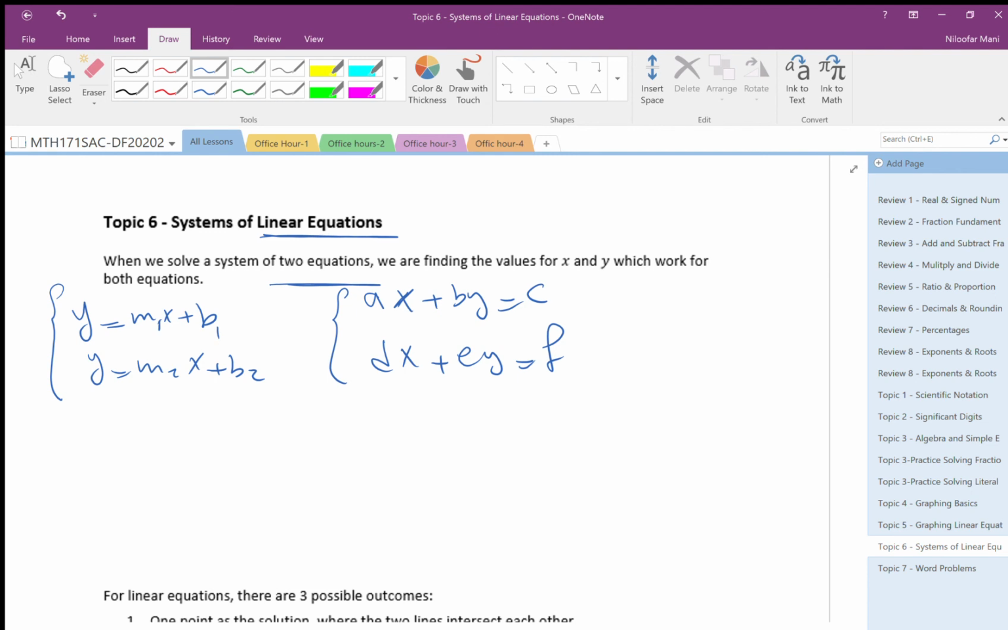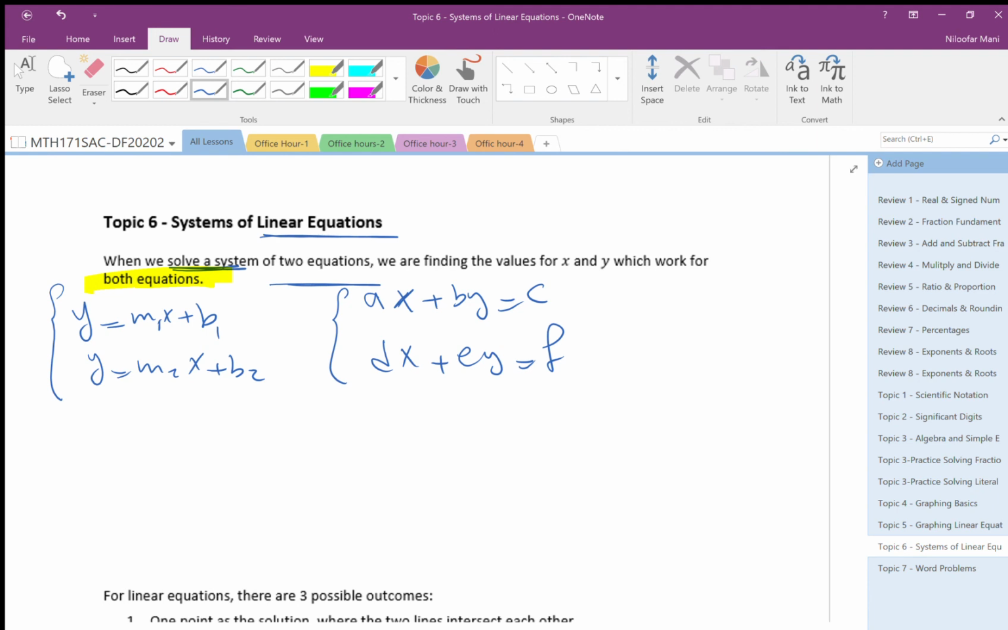When I say solve this system, I want you to find one x and y, one x and one y that satisfy both equations. That's the main point: satisfy both equations, not just one of them. If it satisfies just one of them, it's only a solution to that one, not a solution to the system.